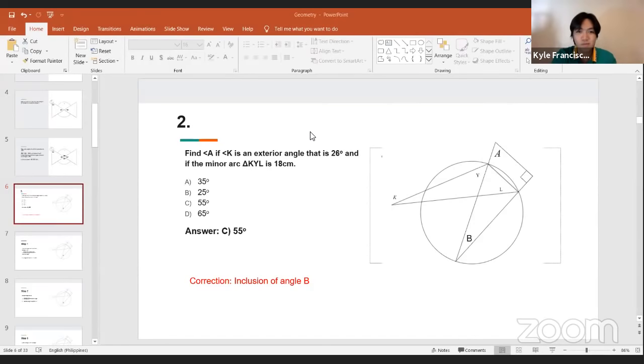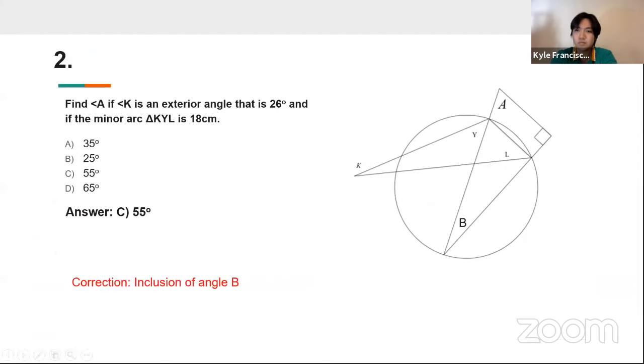Nandyan ba si Kirsten? Kirsten ba yung name niya? Yeah, Kirsten. Hello, Kirsten. Nandyan ka ba? Kirsten, if you're with us, please raise your hand. Baka number 2. Nandyan ba si Kirsten? Wala.